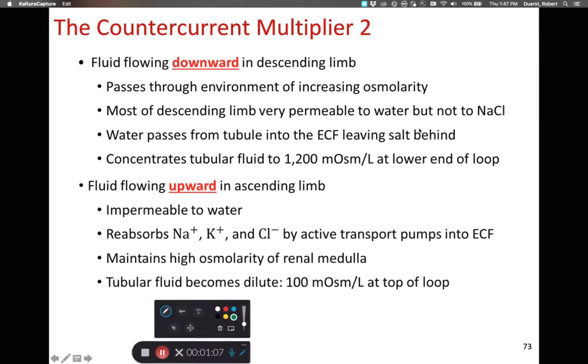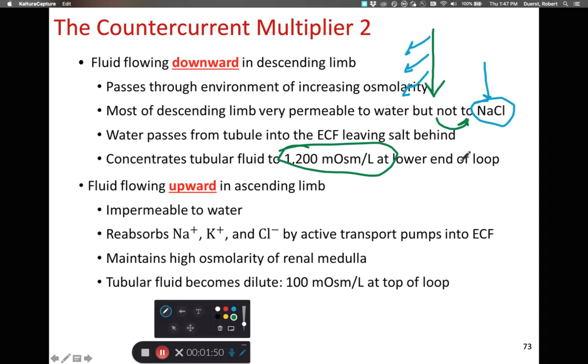So as we look at the fluid that's going downward in the descending limb of the nephron loop, the fluid is exposed to ever increasing saline concentrations, which is going to cause more and more water to leave the filtrate via osmosis. And because the downward portion of the nephron loop is primarily made of a simple squamous epithelium, it's very permeable to water. However, it's not very permeable to sodium chloride. So the sodium chloride tends to become concentrated in the filtrate as it moves down. And by the time we get to that bottom curve of the nephron loop, we have highly concentrated filtrate.